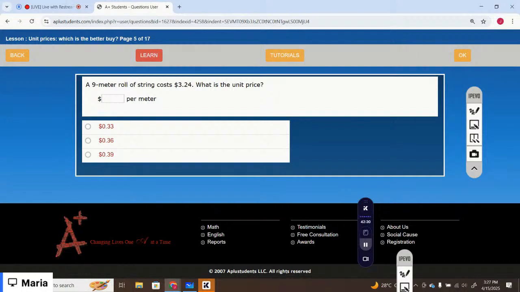A 9-meter roll of string costs $3.24. What is the unit price? 3.24 divided by 9, that is $0.36.